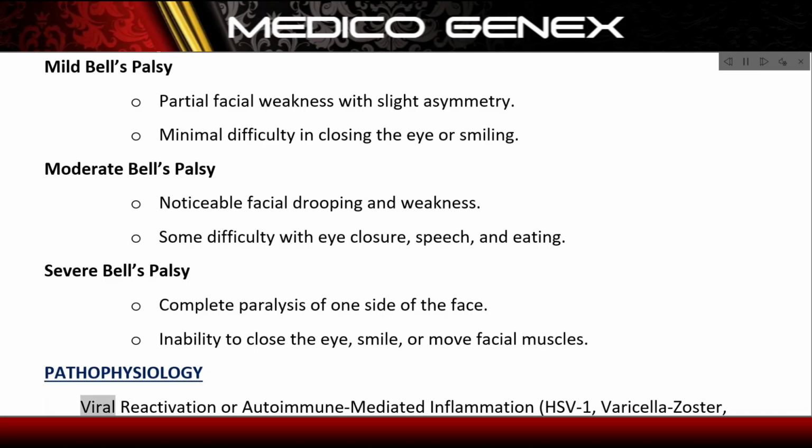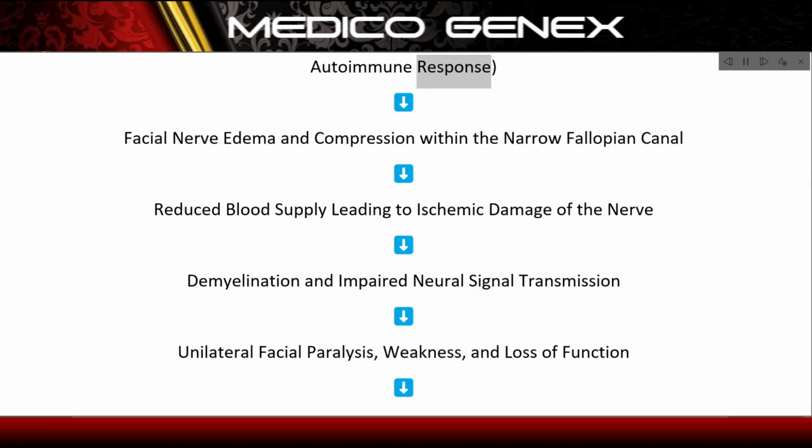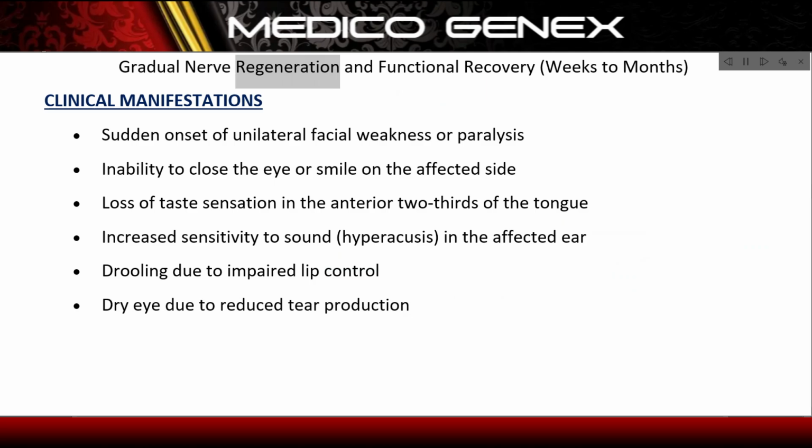Pathophysiology. Viral reactivation or autoimmune-mediated inflammation: HSV1, varicella-zoster, autoimmune response. Down arrow. Facial nerve edema and compression within the narrow fallopian canal. Down arrow. Reduced blood supply leading to ischemic damage of the nerve. Down arrow. Demyelination and impaired neural signal transmission. Down arrow. Unilateral facial paralysis, weakness, and loss of function. Down arrow. Gradual nerve regeneration and functional recovery, weeks to months.